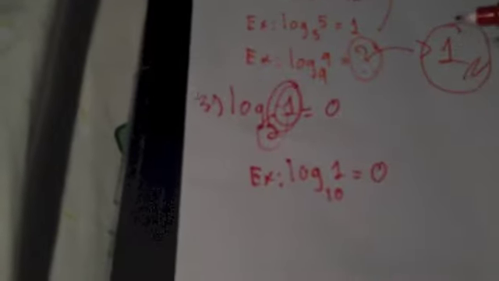For example, log 1 in base 10, the answer is gonna be 0 because the number is 1. The base doesn't matter. It could be 100, 1 trillion, 1 billion, whatever. Just the answer is gonna be 0 if the number is 1. And let's try another one. Example 2, log 1 in base 8. The answer is gonna be 0.